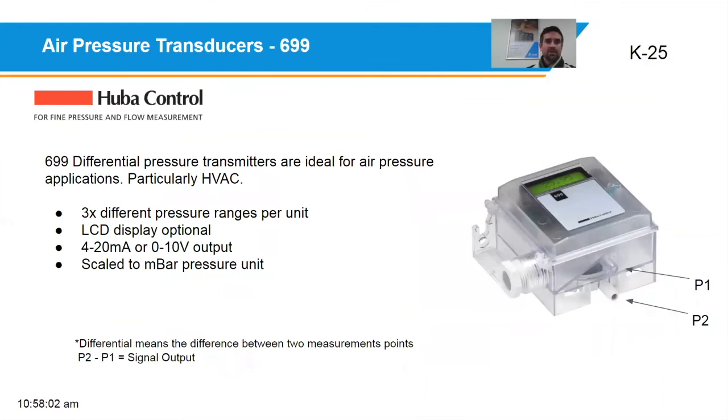Back to pressure control, but this time air pressure control. We'll highlight our 699 Huber transmitter. 4 to 20 milliamp or 0 to 10 volt out, and this unit will detect the air pressure difference between 2 points, namely P1 and P2. This is why it's called a differential pressure transmitter, because the analog signal that's transmitted is the difference between the pressure at P1 and the pressure at P2. That's on page K25.